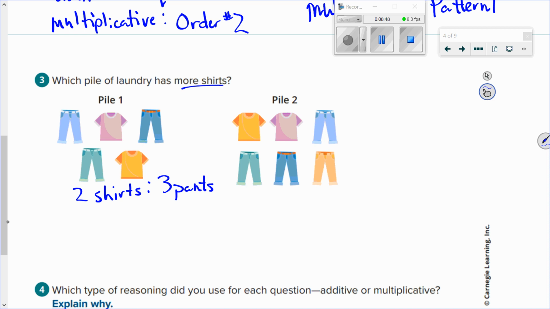Our second one we have 2 shirts, 4 pants. Okay, how many of you chose pile 1 having more shirts? Everybody vote. How many voted for pile 1 having more shirts? Okay, hands down, how many voted for pile 2 having more shirts? How many of you voted that they were equal?